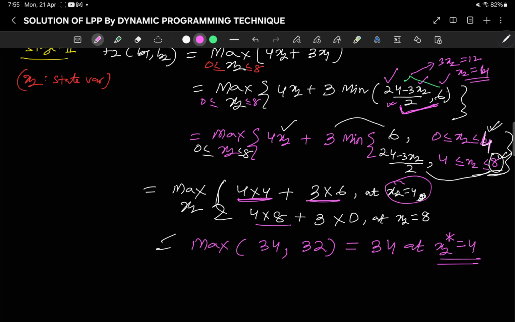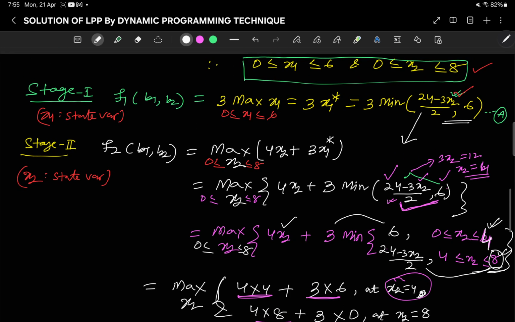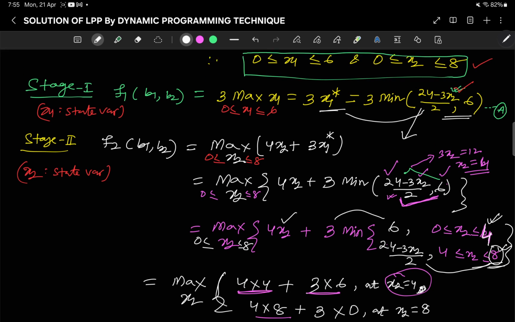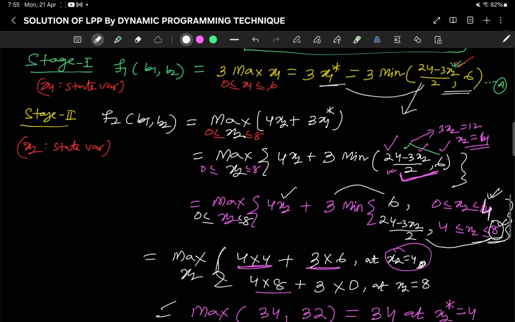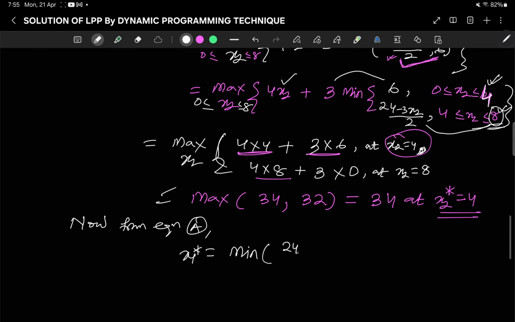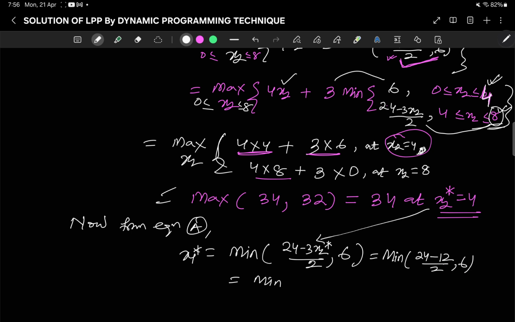So now the value of x2 is obtained. Next I have to find the value of x1*. This x1* will be obtained from equation A: x1* is equal to the minimization of (24 minus 3x2)/2 and 6. Putting in x2*, it is the minimization of (24 minus 12)/2 and 6, which is the minimization of 6 and 6, equal to 6.